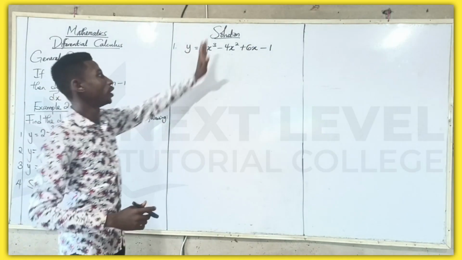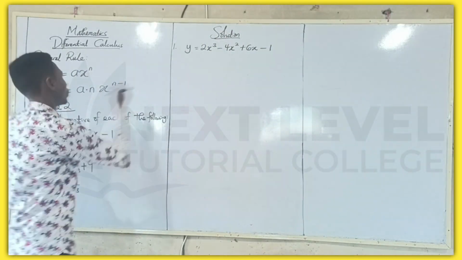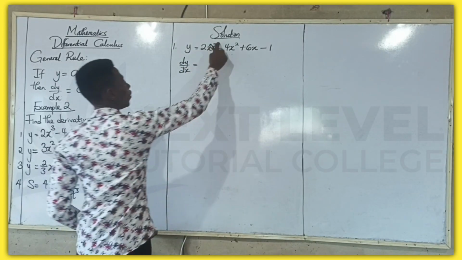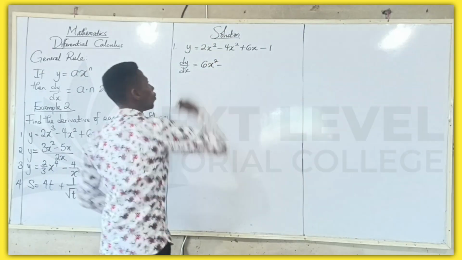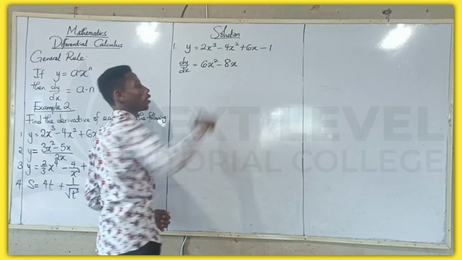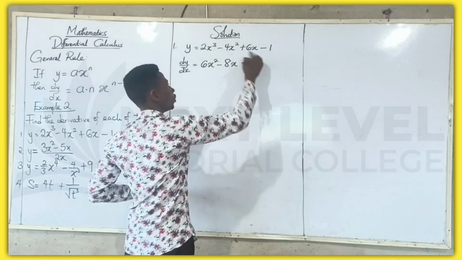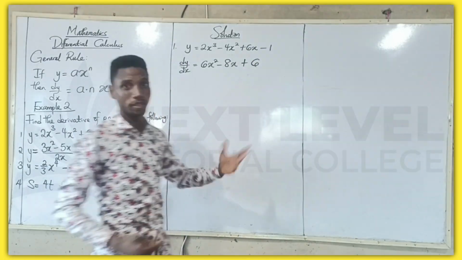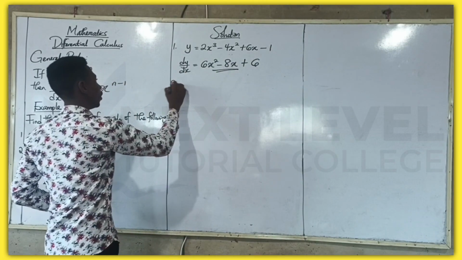So we differentiate each of them like that, just like I've done in example 1. So dy dx will be equal to 2 times 3, that's 6x raised to the power 3 minus 1, that is 2. Minus 4 times 2, that is 8x raised to the power 2 minus 1, which is 1. Then plus, if you differentiate 6x, like I said earlier, it gives you 6. Differentiating 1, since it is a constant, will give us 0. So this is our final answer.